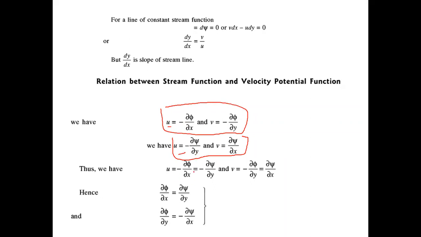Minus minus will get cancelled out, so the relation becomes d phi by dx is equal to d psi by dy, because both are equal to u. Similarly, since both are equal to v, minus d phi by dy is equal to d psi by dx. So d phi by dy is equal to minus d psi by dx. This may be asked to you again in an objective question, so do remember this too: the relation between stream function and potential function.